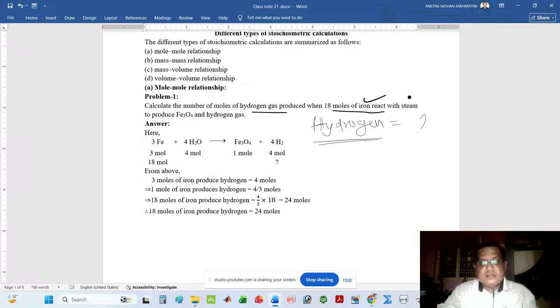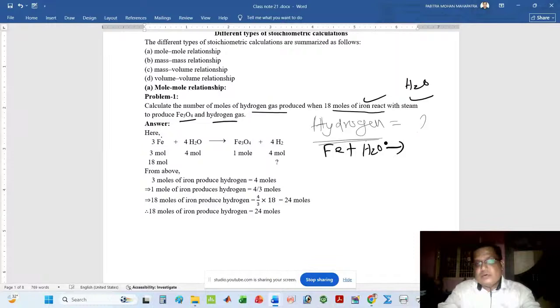That means here the reactant is the iron, steam means hot water, that is H2O, and the product is what? Fe3O4, and the other is hydrogen gas. So at first I can write Fe. The two reactants are one, the iron, and another, the water molecule. So here I can write Fe plus H2O, and the products are what?